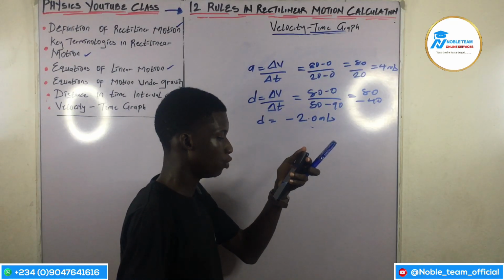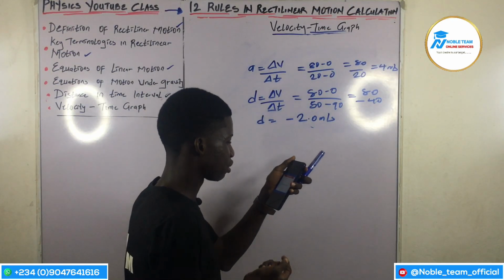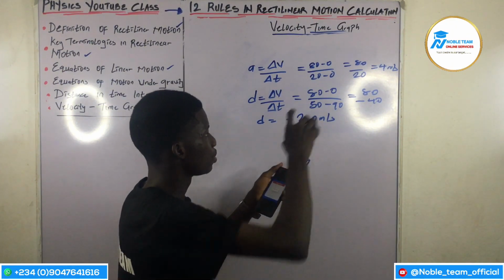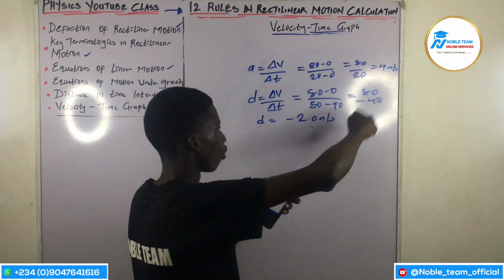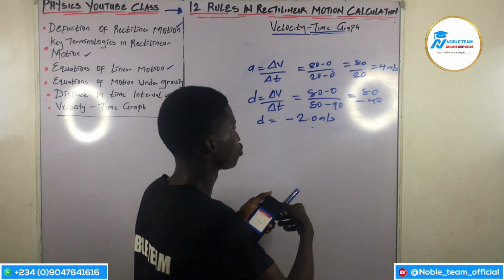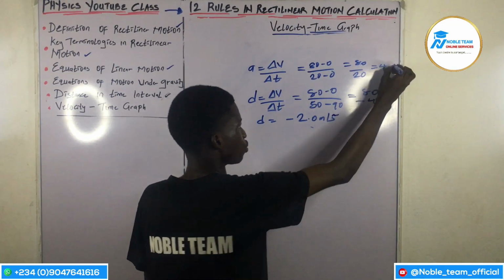Option A, no. Option B, yes. Option B is correct. Which is the acceleration is 4. Then the acceleration is 2 meters per second square. Meter per second square.